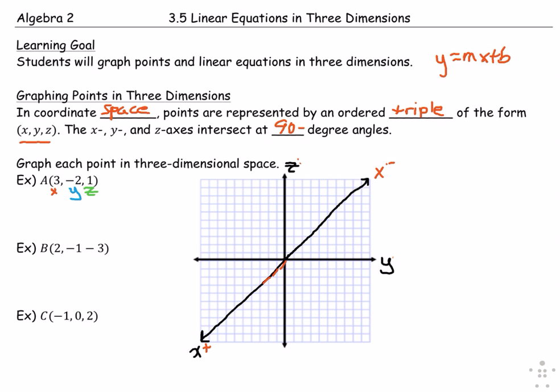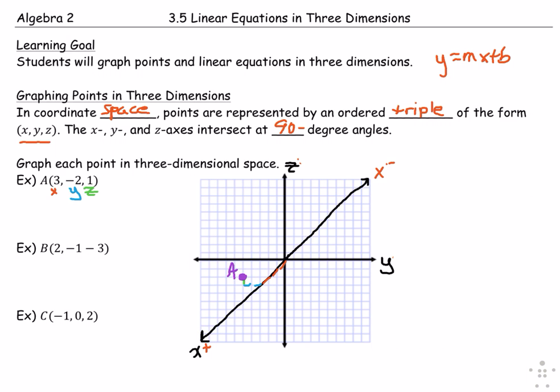From here, I then go -2 in the y direction from where I left off. So 1, 2, and then I go up in the z direction 1. And that's where I plot my point. So I plot there and label it A. So it came forward 3, left 2, up 1.